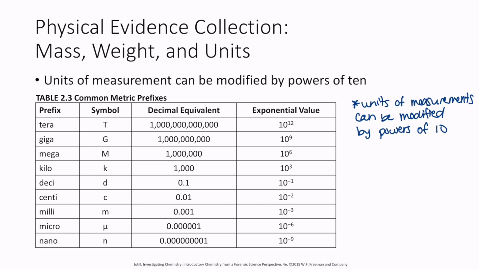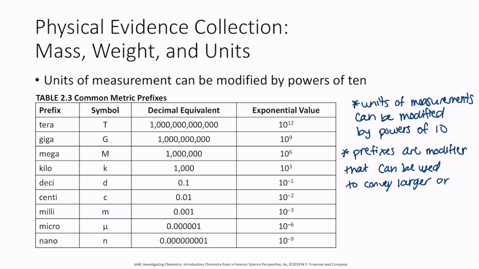And so if we were doing distance instead of volume, I could say there are 1,000 millimeters in 1 meter. So prefixes are modifiers that can be used to convey larger or smaller quantities in a clear and concise manner.